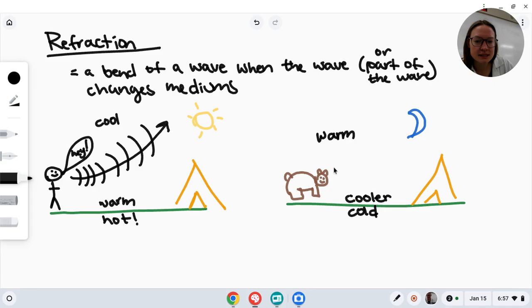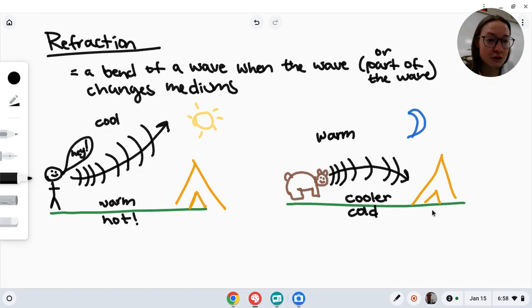Now, they would travel straight through the air, except that this air has some different mediums to it. This bottom part is cooler, and this top part is warmer. We know that sound travels much faster in warm air. So the top part of the sound wave travels faster, the bottom part of the sound wave travels slower, and the sound wave curves downwards towards you in your tent.